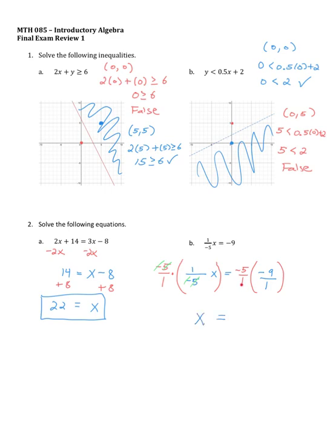On the other side of my equation, I have 1 times 1 in the denominator, so I actually don't need a fraction. I have a negative times a negative, which is positive, and 5 times 9 is 45. So here's the answer to the second equation.